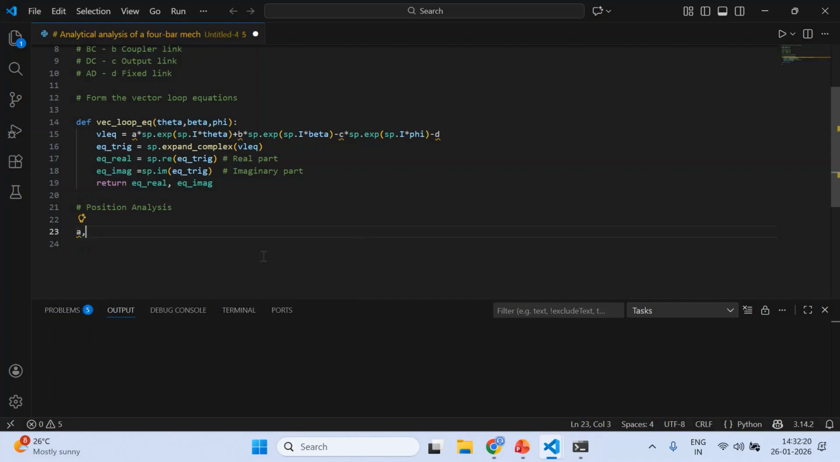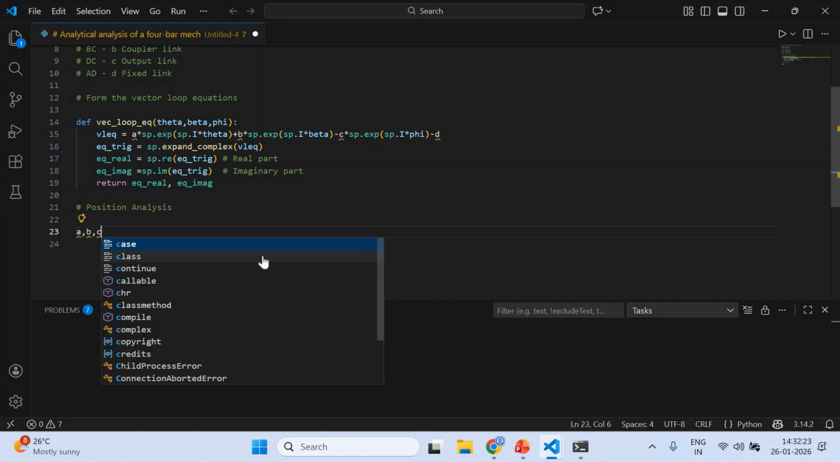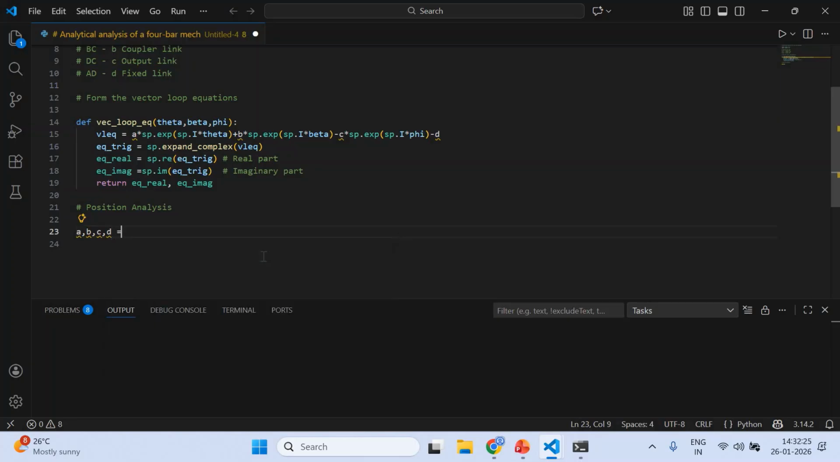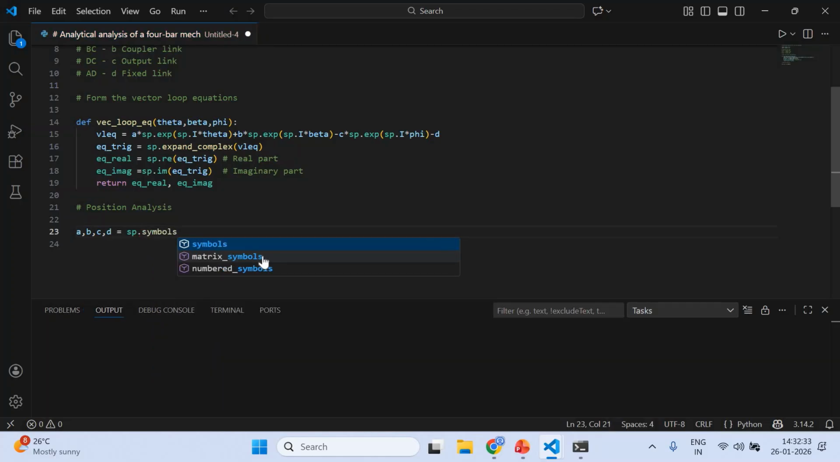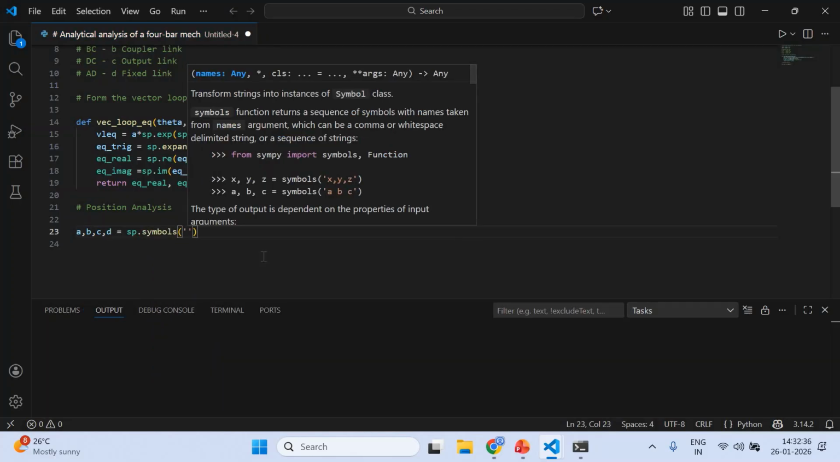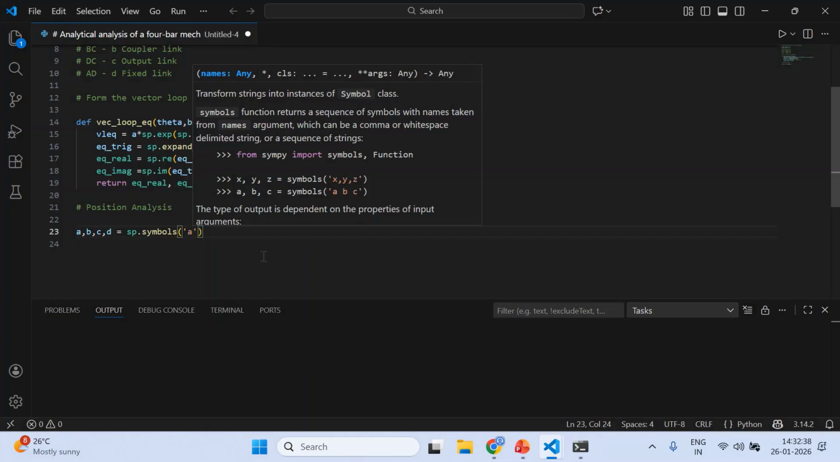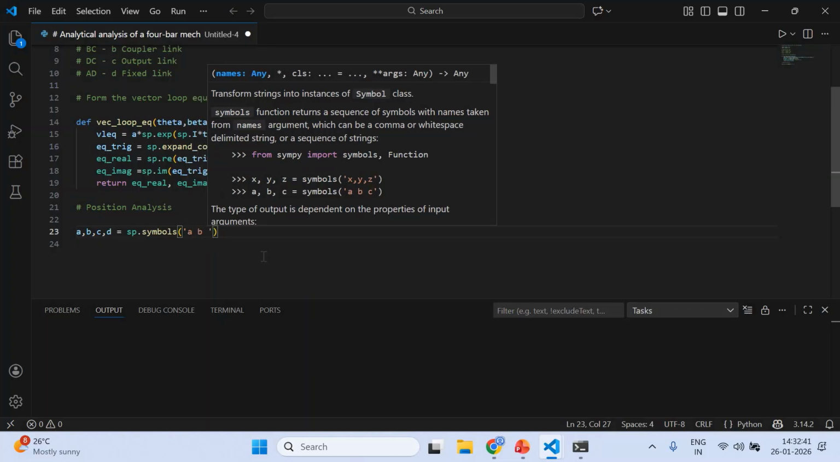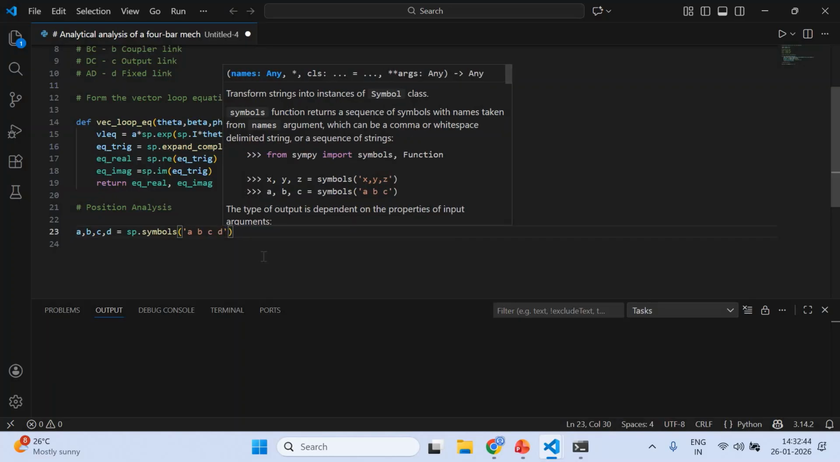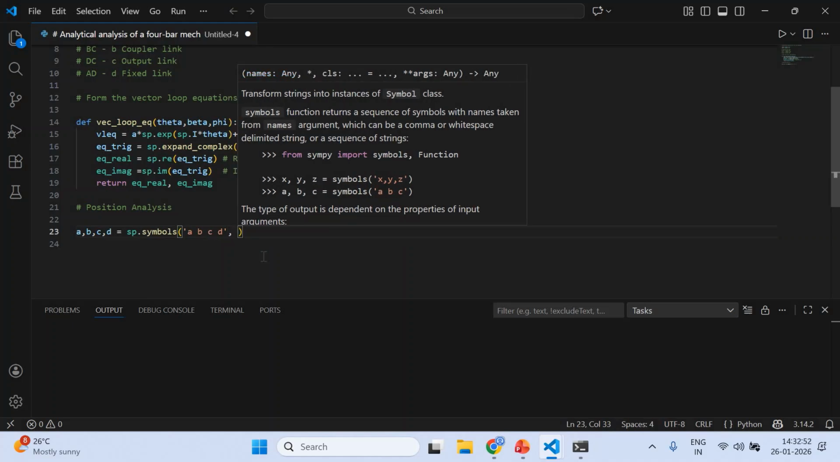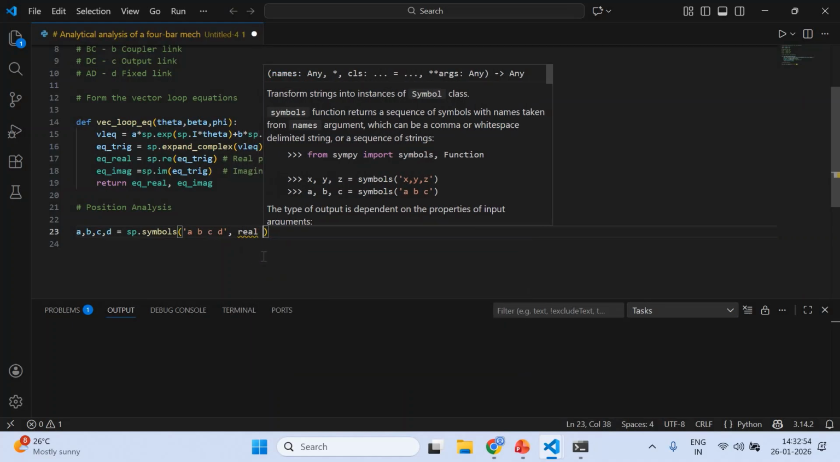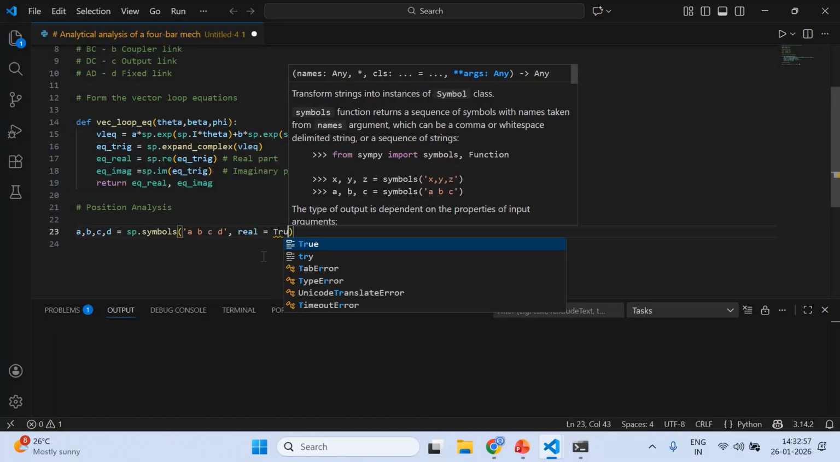First, we will define A, B, C and D as symbols. To do so, I will simply type sp.symbols. Then here you have the inverted commas A, B, C, D, and we know that all these link lengths A, B, C, D are real numbers. So we will simply type real equal to True.